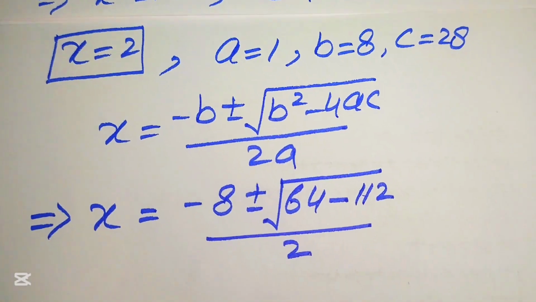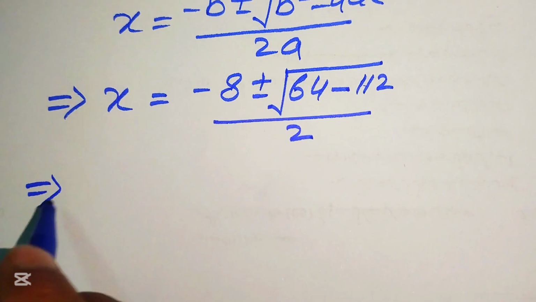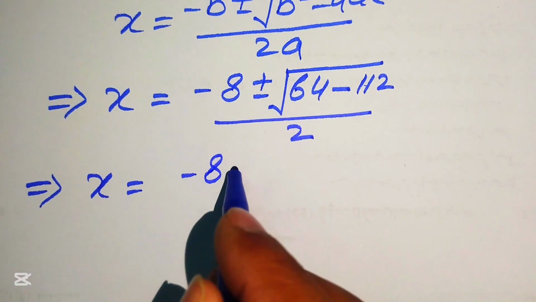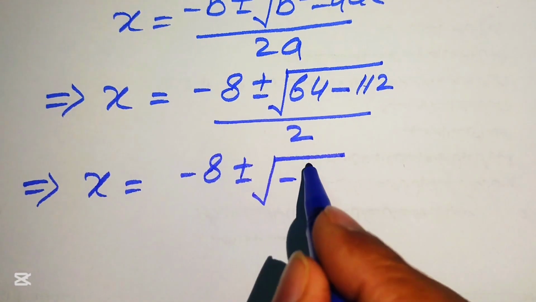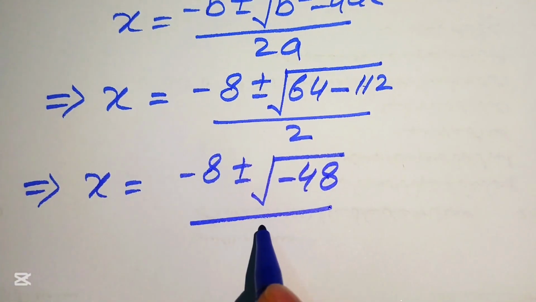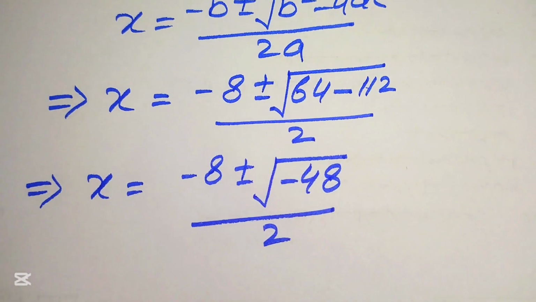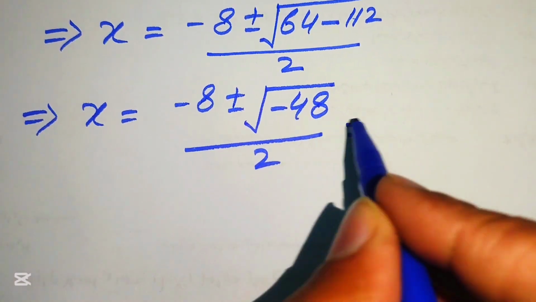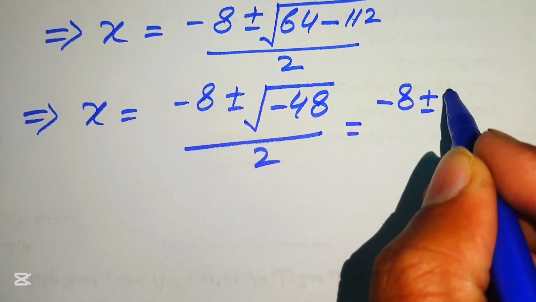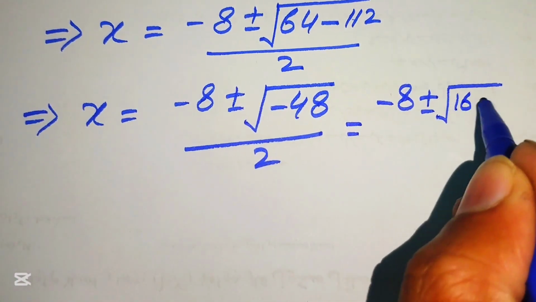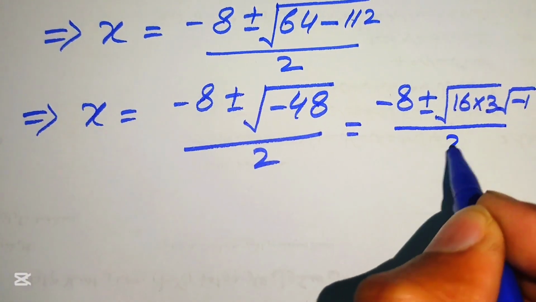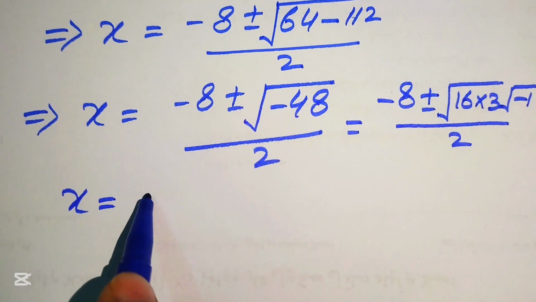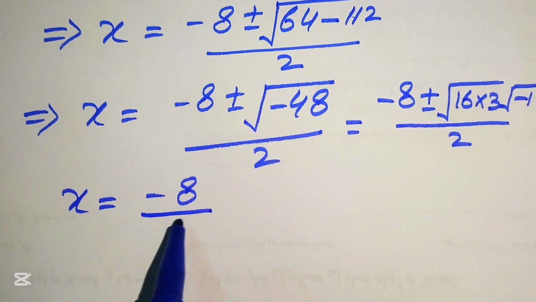So here we need more simplifications, and it will be written as x equals minus 8 plus minus square root of 64 minus 112, which equals minus 48, and it is divided by 2. So here we will focus on this minus 48. We write 48 as 16 times 3, and we can separate the square root of minus 1, and it is divided by 2.